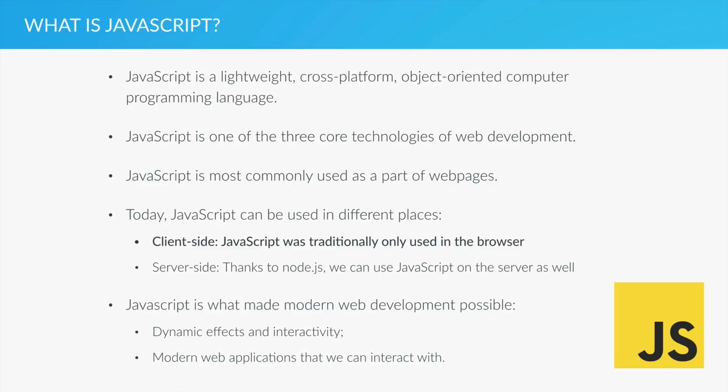So, summarizing, JavaScript is what made modern web development possible. It allows us to add dynamics and interactivity to more simple websites, but it also allows us to develop complex modern web apps that we can interact with, and that almost feel like the apps that we use on our computers or phones every single day.